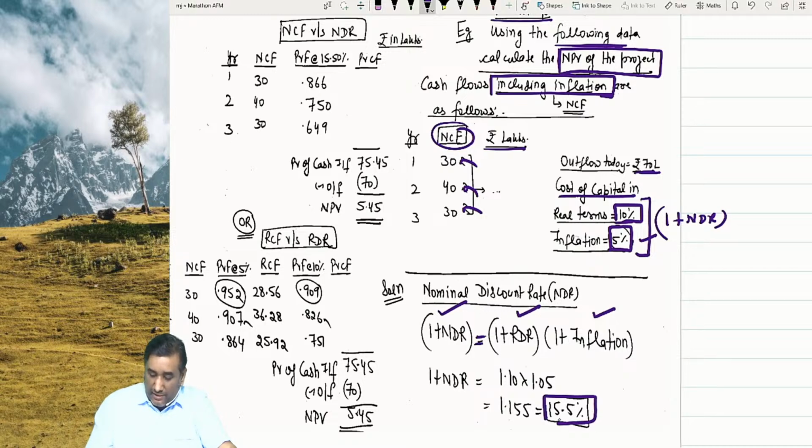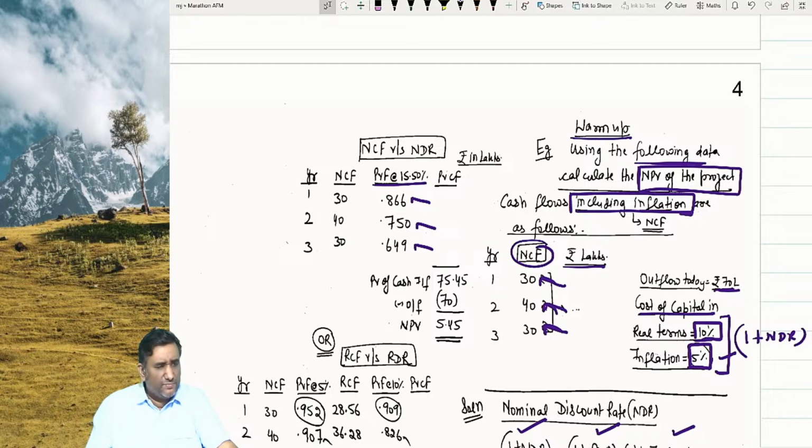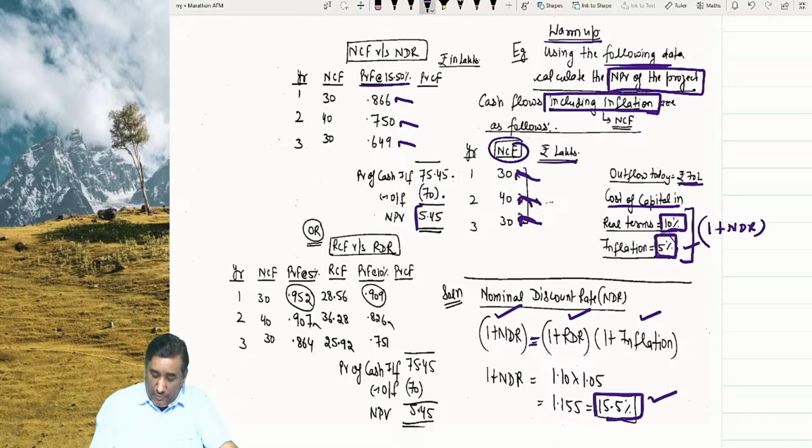So we get 15.5. It means solve 30 lakh, 40 lakh, 30 lakh using 15.5. If I solve this, I get the factors: 1 divided by 1.155, 0.866, 0.750, 0.649, and you get 75.45 minus 70. You can cross check. I think numbers are right. Is it fine? That comes 5.45.